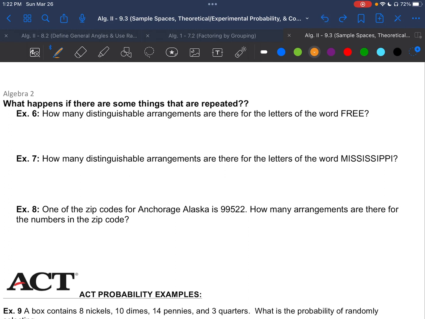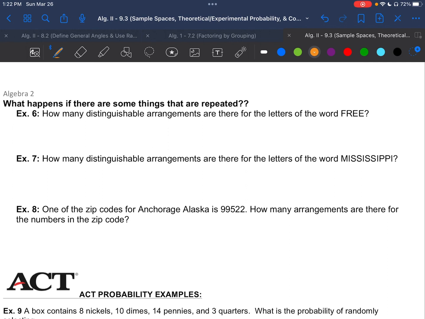But here with free, that's not the same. It doesn't matter which E is placed in a spot. At the end of the day, an E is placed in the spot, and that's all that matters. So you won't have quite as many arrangements because, for example, free is the same as free. And someone might say, well, the E's are swapped around. Well, you can't tell because it's still the same exact combination.